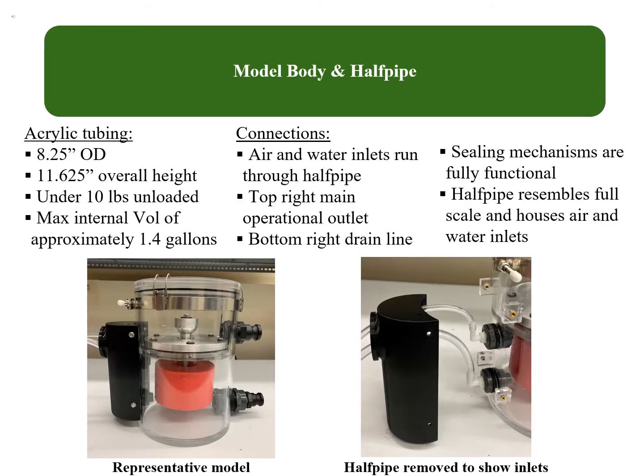The model is constructed from 8 1/4 inch acrylic tubing. It is approximately 12 inches tall and around 10 pounds unloaded. The half pipe is 3D printed and is there for similarity to the full-scale model and to house the air and water inlets. As water fills the model, the float will rise and allow flow to continue through the orifice plate and downstream. This float and plug assembly in the center of the model is the most important component, as it accomplishes the needed flow separation between liquid and vapor.